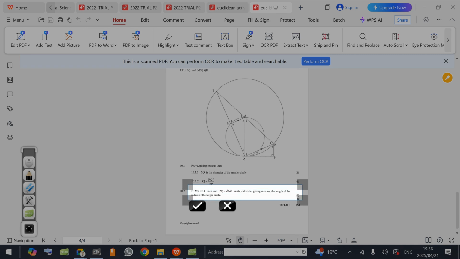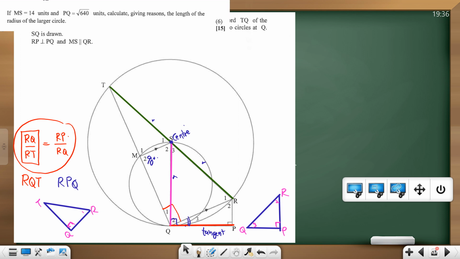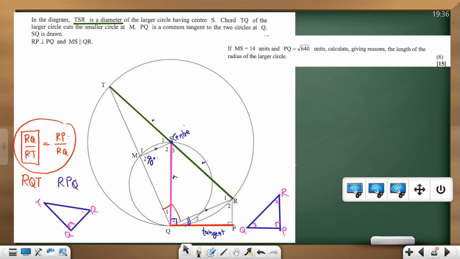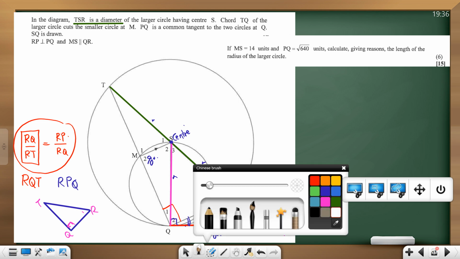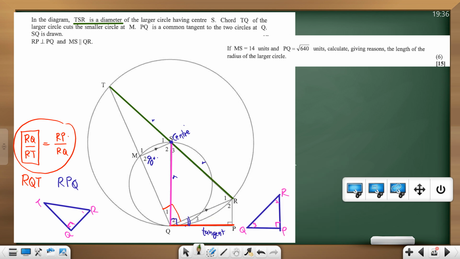If MS is equal to 14 units, okay, let's see what they are up to, because I see another 6 marks question. It looks messy, you would have to forgive me. Let me use deep green. If MS is equal to 14 units, PQ, where's PQ? The tangent, root 640. Calculate the length of the radius of the larger circle. Radius of the larger circle is TR.